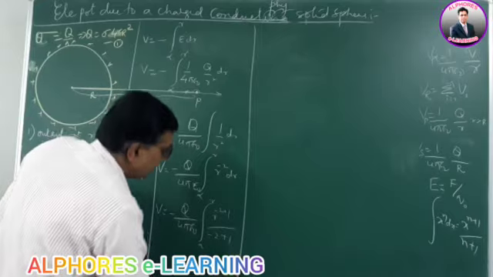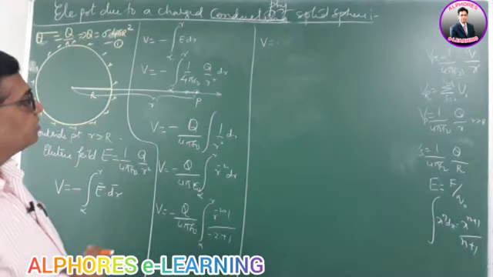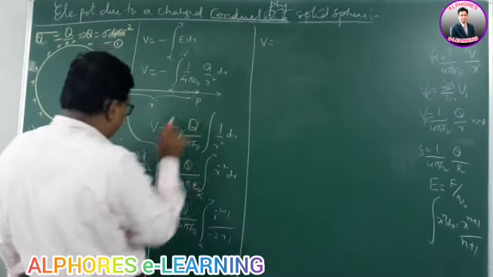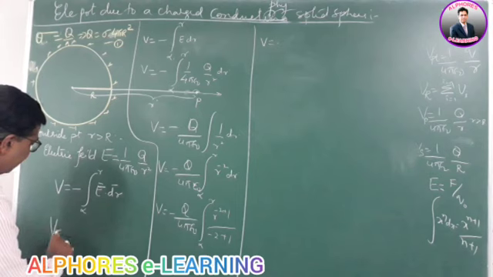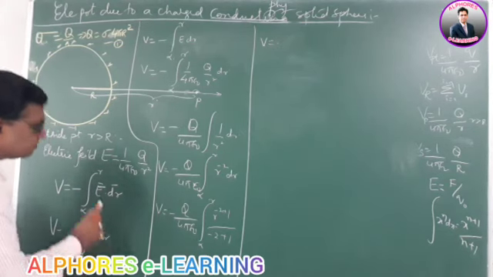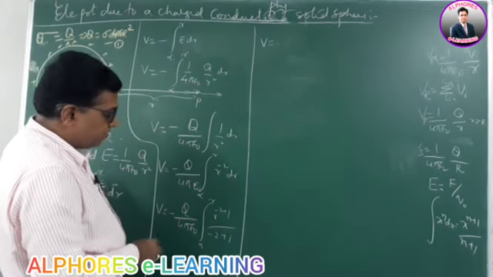So the potential V is the electric field into dr, E dot dr. So V is minus integral from infinity to R of E dr, for a small displacement. So it's R power minus 2.